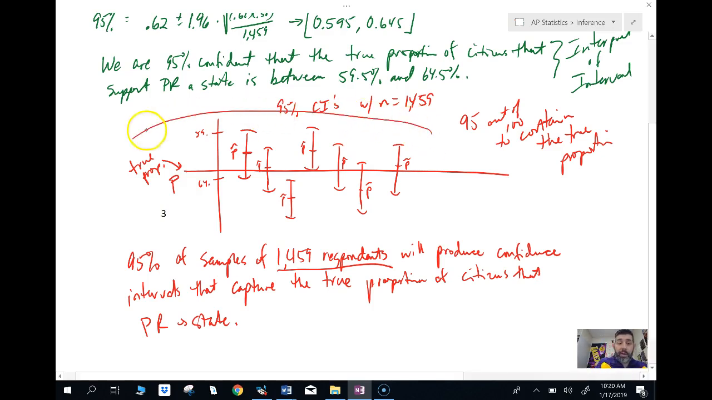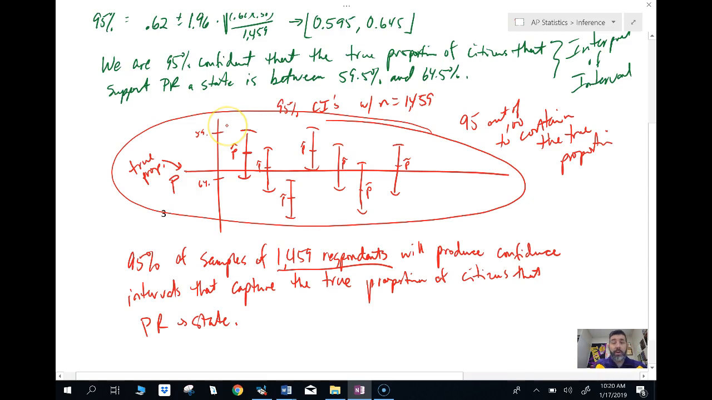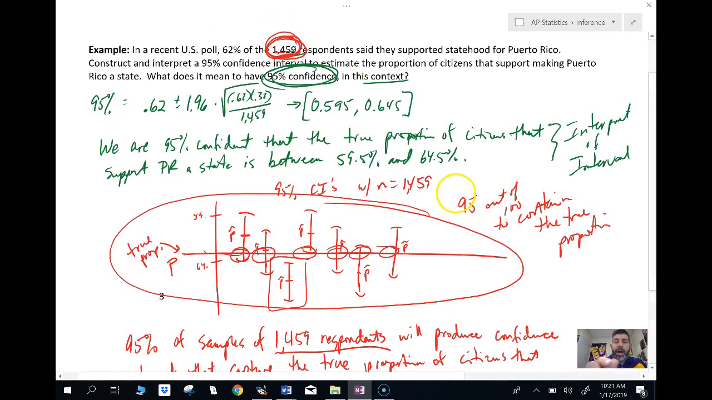So that's what I'm looking at here. 95 out of 100 is what I expect to get. 95 out of 100 of those confidence intervals are going to capture it. Notice this one got it, this one got it, this one got it, this one missed it. So not all of them are going to get it. How many do I expect? 5 out of the 100 I expect to not capture the true proportion. That's what we mean by 95% confidence.